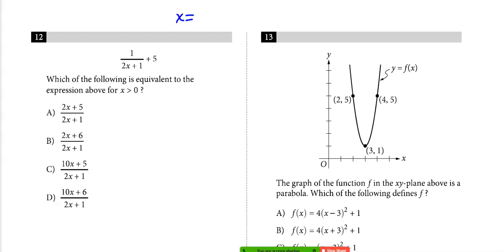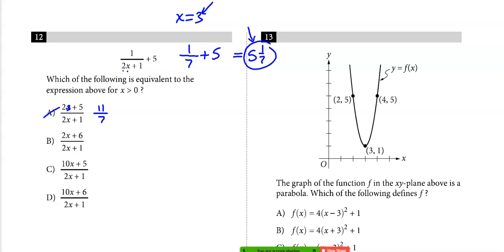Let's say that I just arbitrarily say x equals 3. Well, when I plug that in, that gives me 1 over 2 times 3 is 6 plus 1. That gives me 1/7 plus 5. So 5 and a 7th. So that means when you stick 3 in, you should get an answer of a little over 5. So if I start plugging it in here, if I put 3 in, 2 times 3 is 6 plus 5, that's 11. 2 times 3 is 6 plus 1, well, that's 7. 11 divided by 7 isn't 5 point something.